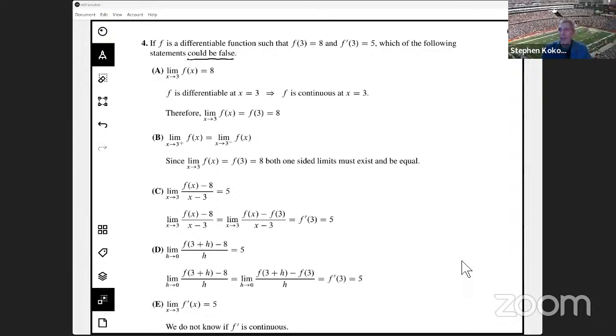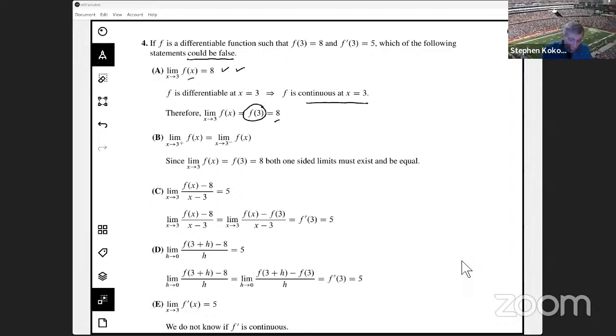Oh, that's kind of a weird one. This has 5 possibilities. We know that on the AP Calculus exam now, there are only 4 on the multiple choice, but this is a really nice problem. So the limit as x goes to 3 of f of x is equal to 8. Well, let's see. We know that f is differentiable at x equals 3, so we know it's continuous at x equals 3. So that means in order to evaluate this limit, we can use direct substitution. So that's got to be true.